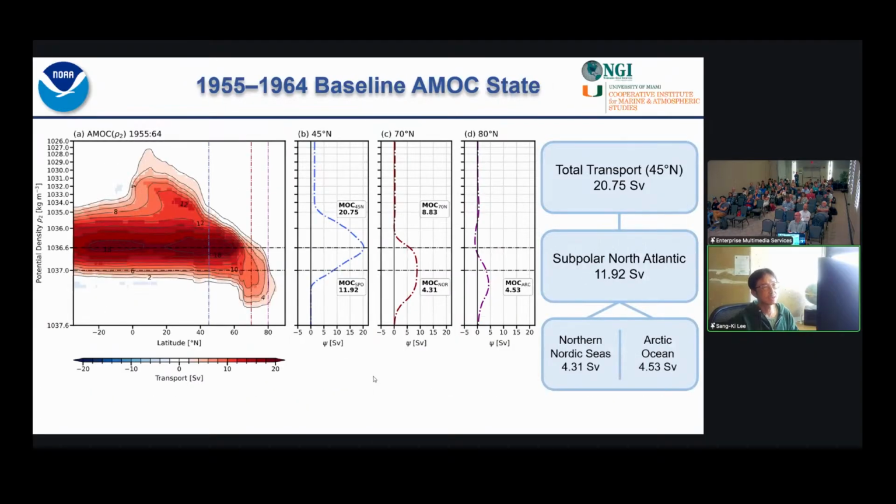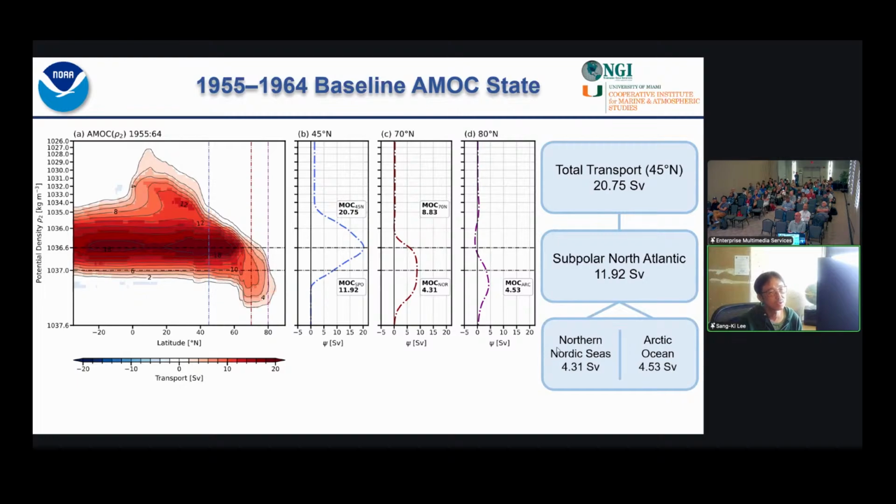So let's first discuss the baseline. This is the AMOC streamfunction in sigma coordinates for the baseline period of 1955 to 64. These three panels show the AMOC profiles at 45 degrees north, 70 north, and 80 degrees north. The net transport of about 21 Sverdrups across 45 degrees north has to be exactly balanced by the sinking in the subpolar region here and the northern Nordic Seas here, and also in the Arctic Ocean beyond 80 degrees north across the Fram Strait and Barents Sea.